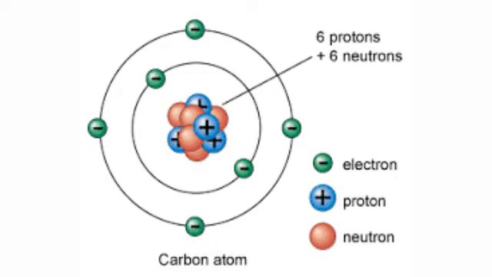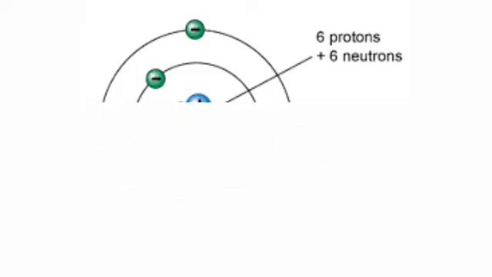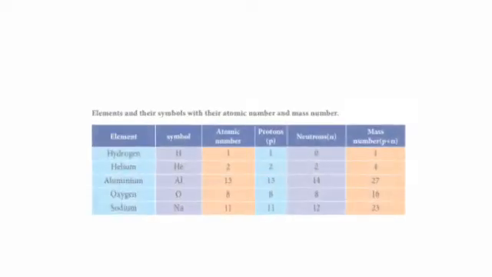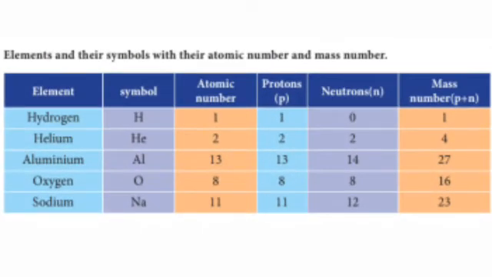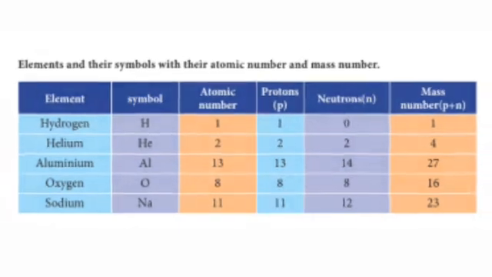For example, a carbon atom contains 6 protons and 6 neutrons. So, its mass number is 6 plus 6 equals 12. Look at this picture. This picture shows the atomic number and mass number of some atoms.